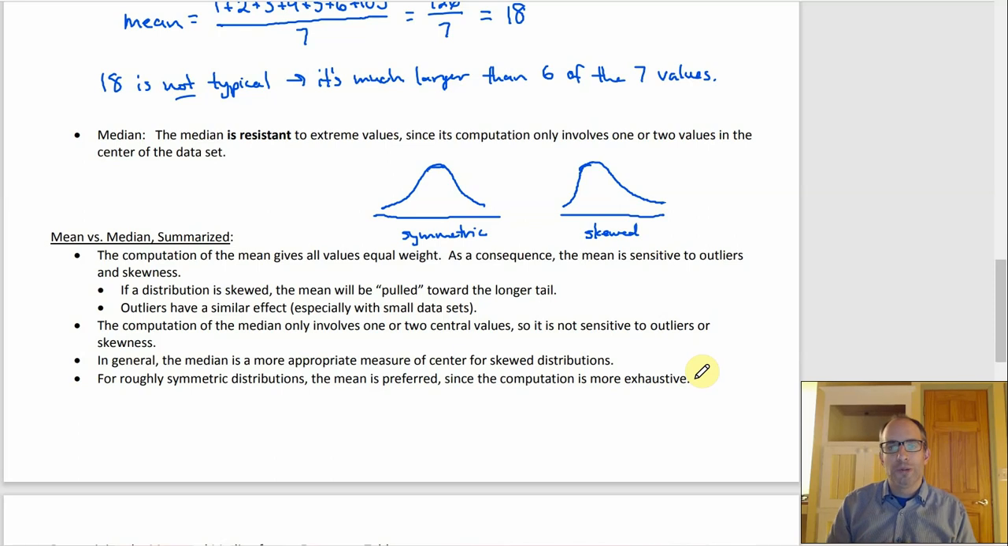But then you're better off with the mean, because if they're going to work out to be roughly the same anyway, the mean is a more thorough computation. So more exhaustive or more thorough, since all the data points are used instead of just a couple. But usually the way it goes is symmetric, no outliers, mean; skewed, or having outliers, median.